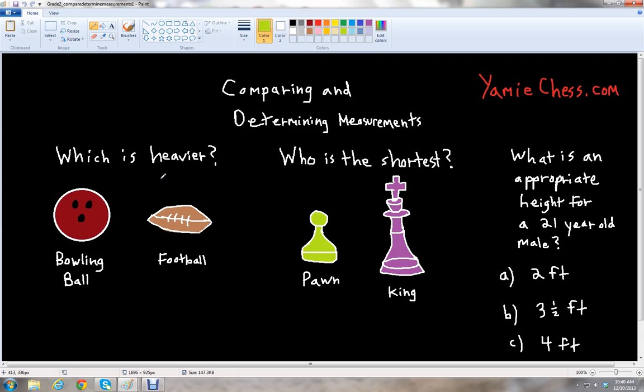So let's take a look at the first question on the left. We have a bowling ball and a football. I imagine many of you have probably been bowling or have played football or at least have watched it on TV or seen a friend do these activities before. And so just from your experience, which of these objects is heavier, or which one weighs the most? The bowling ball or the football?